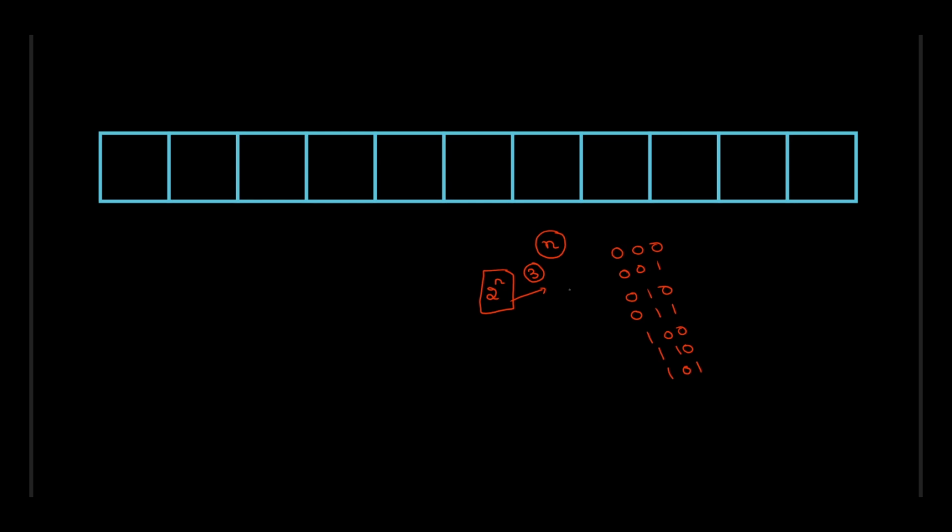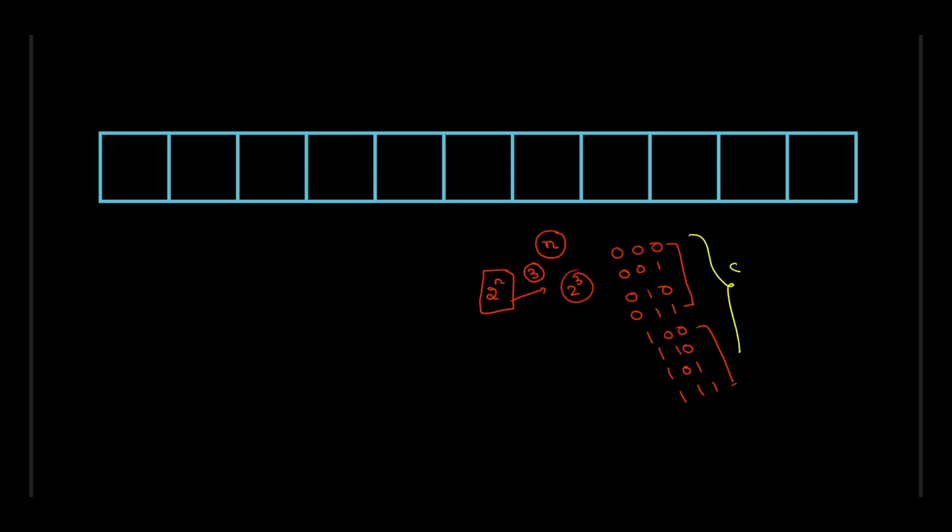So how many are there? It should be a total of 8, right? And how many have we created? It is 4. So we are missing 1 over here, which will be 1 1 1. So you can see that there are a total of 8 bit masks.